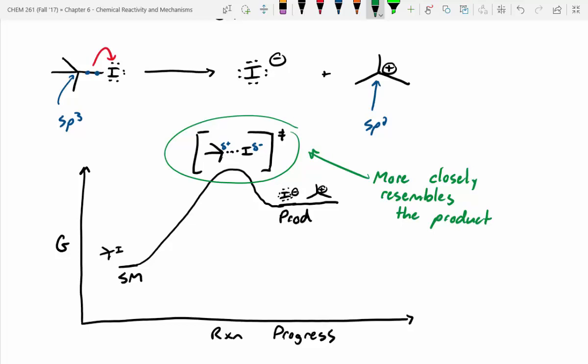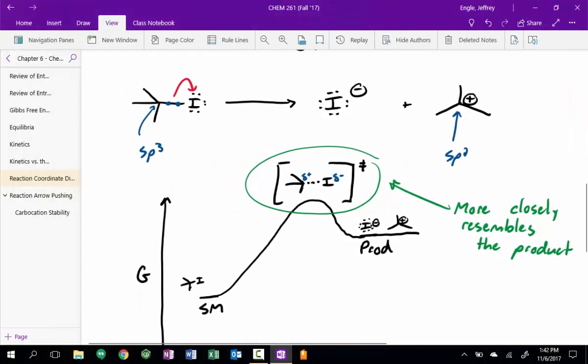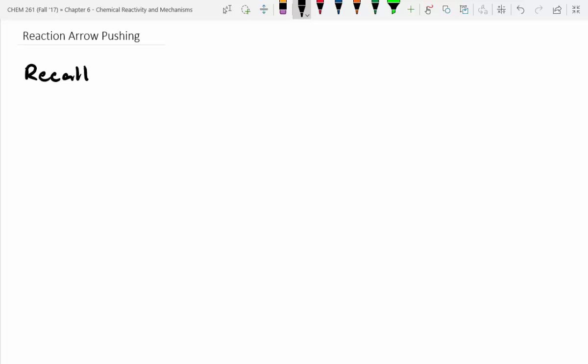All right. So now we need to go back and talk a bit about reaction arrow pushing. I showed you guys in this reaction, we moved the 2 electrons in that covalent bond over to iodide. This is a unique type of arrow pushing, but there's a bunch of other types too. So let's talk about this. Let's go back and review arrow pushing for acid-base reactions.